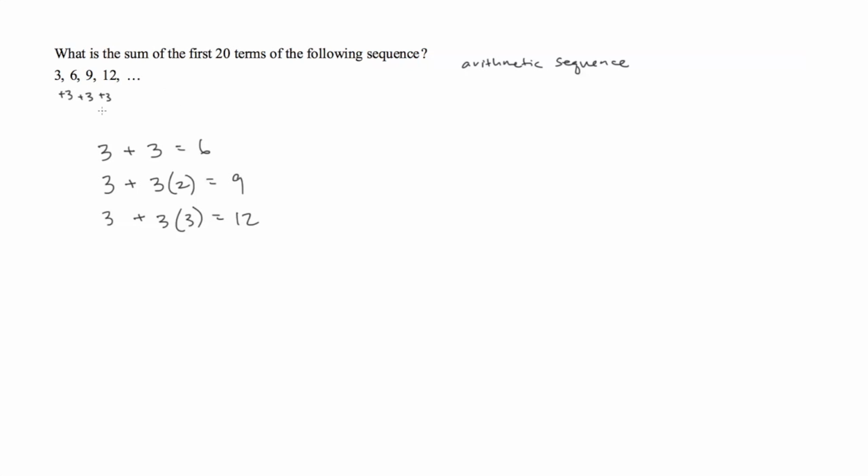So as you can see, if we go all the way down the list, to get the 20th term, we would have to do 3 plus 3 times 19. We're basically adding 3 nineteen times, and so we get 3 plus 57, which is equal to 60. So 60 would be the 20th term of this arithmetic sequence.